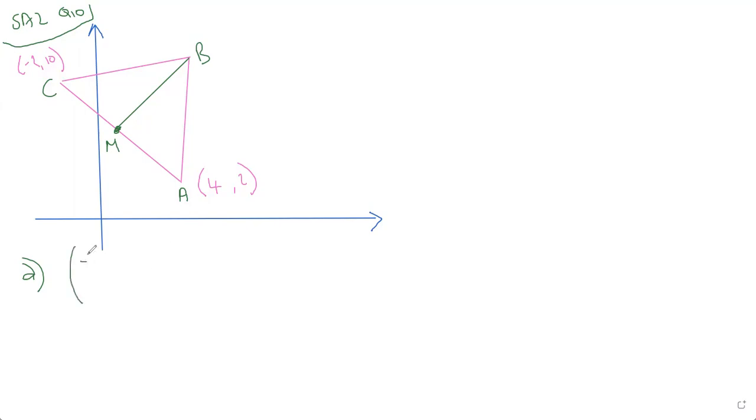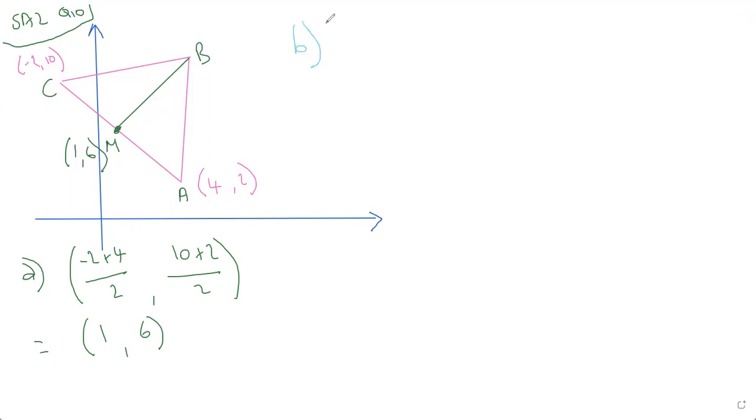So add together the x's, I have -2 plus 4, and then I have to halve it. Add together the y's, 10 plus 2, and halve it. So that means my coordinate is -2 plus 4. Well, that's 2. 2 divided by 2 is 1. 10 plus 2 is 12. Divided by 2 is 6. So that means the coordinates of this point here is (1, 6). That was relatively easy. All right, let's look at part B.